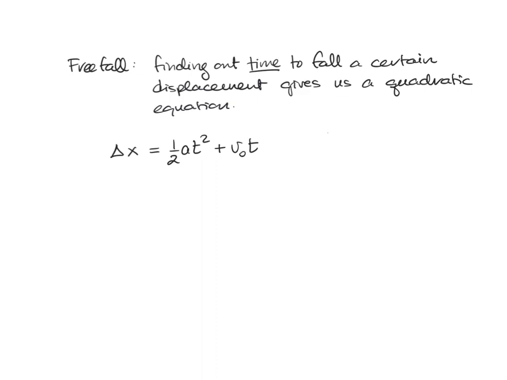So in class, we've been talking about solving free fall problems, and we realized that finding out the time it takes for an object to fall a certain displacement gives us a quadratic equation. There are times when we might know the acceleration and the starting velocity and how far it falls, but we don't know the time. And so we have something like what you might have seen in math in 7th or 8th grade, and we need to figure out how to solve it.